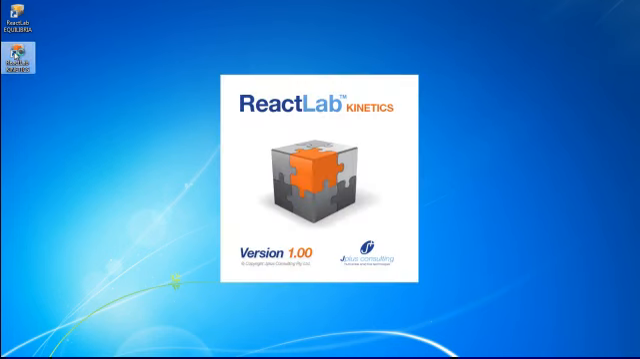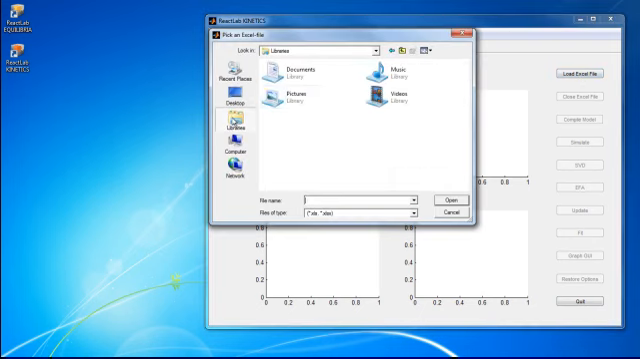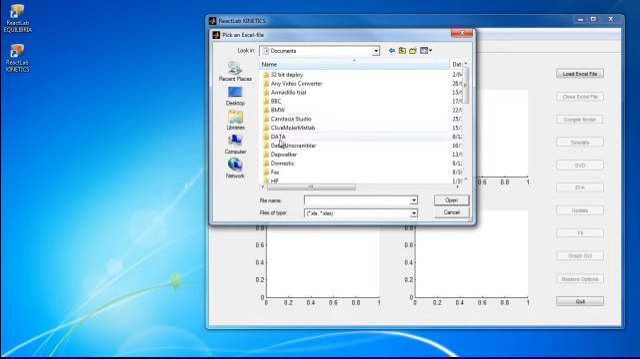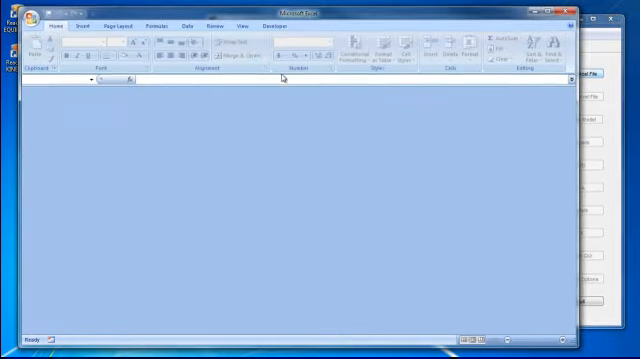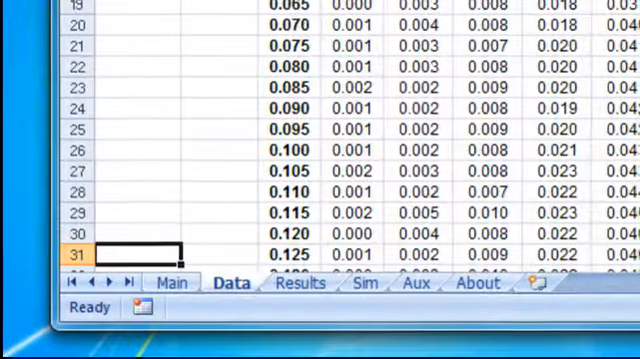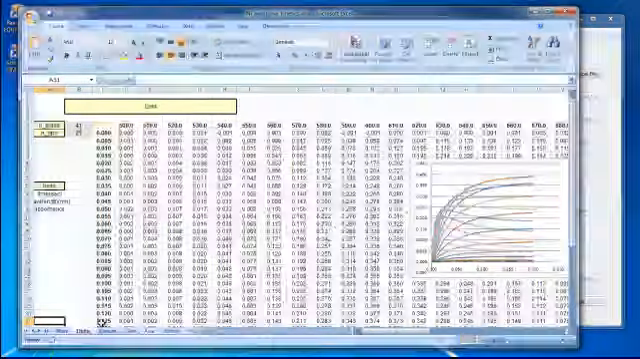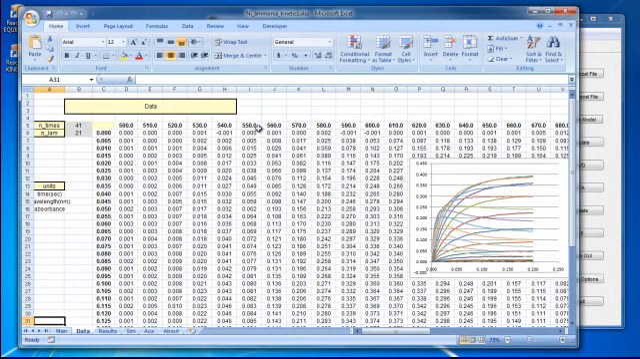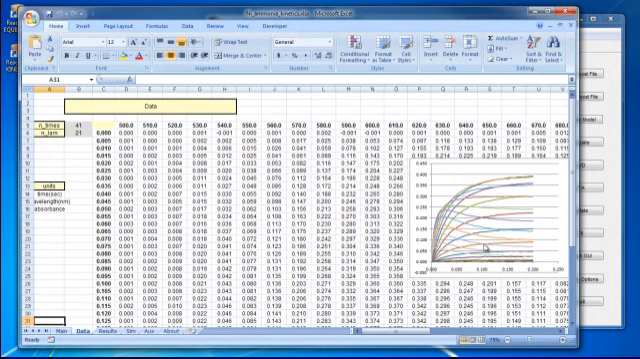Let's start the demonstration by running ReactLab Kinetics. Here is the main GUI, from which we can load the demonstration workbook. The data are organized in the data worksheet. The time course of the kinetics is defined in the first column and the spectral wavelengths in the top row. The Excel chart shows the complete set of kinetic profiles.